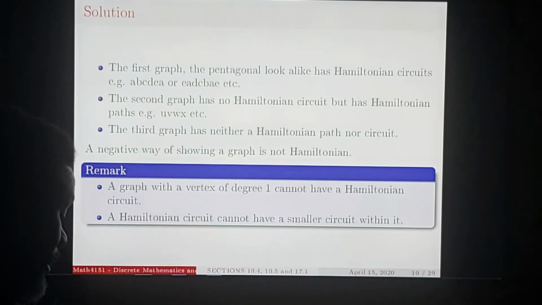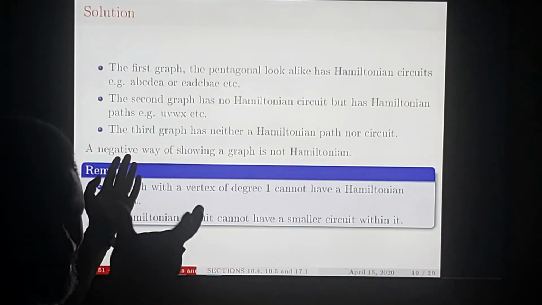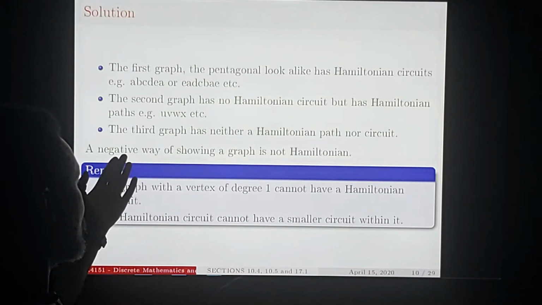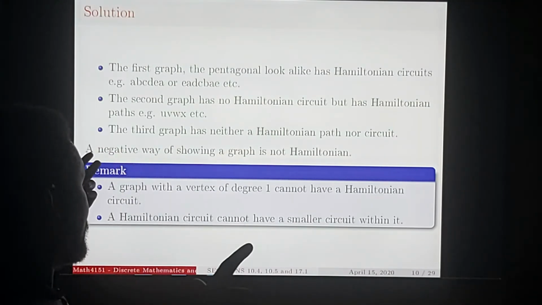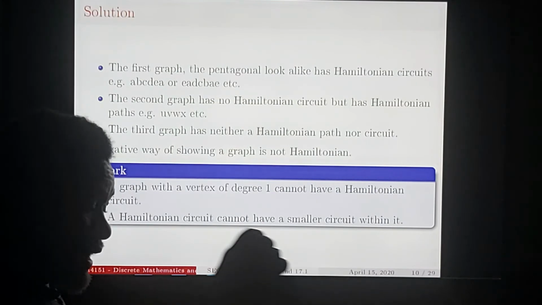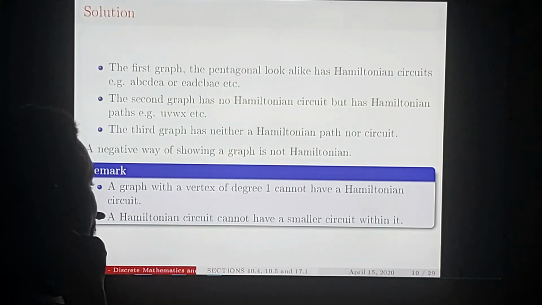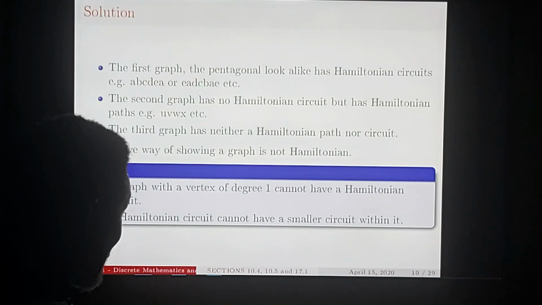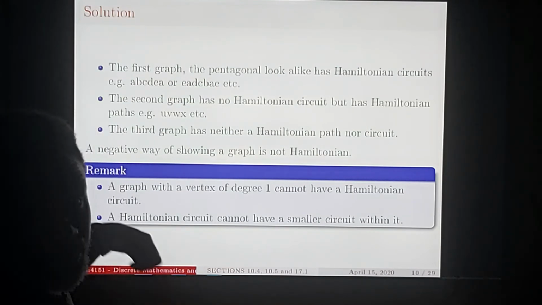Before we conclude on this, there is some kind of criterion to determine that there is no Hamiltonian circuit. A graph with a vertex of degree 1 cannot have a Hamiltonian circuit, because once you go to that vertex, you cannot come back. And a Hamiltonian circuit cannot have a smaller circuit within it.